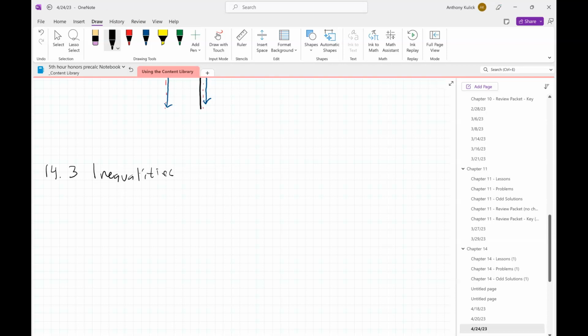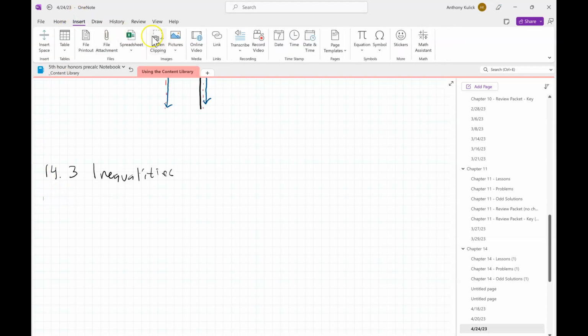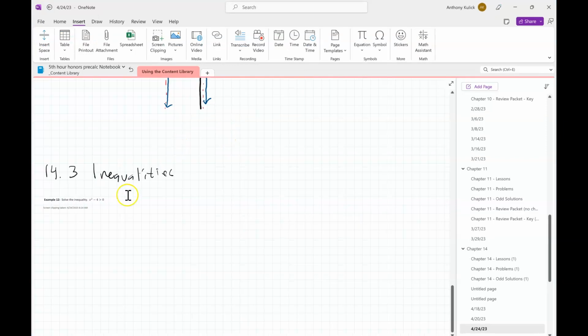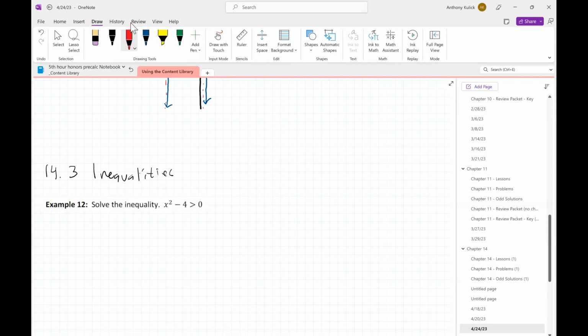And here I'm just going to run through some examples. We're going to start with just a normal old quadratic example. The more complicated your polynomial is, the more difficult solving an inequality is.